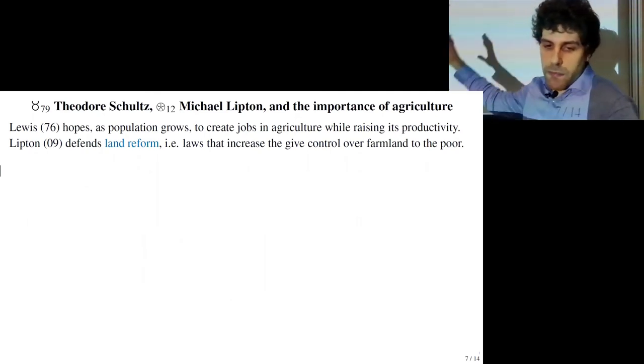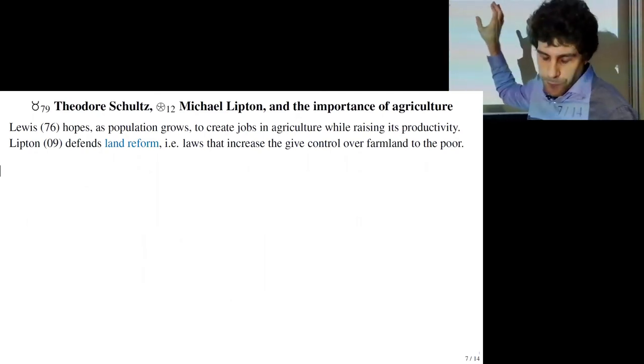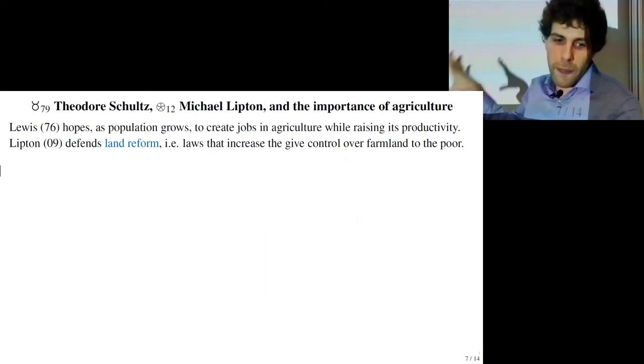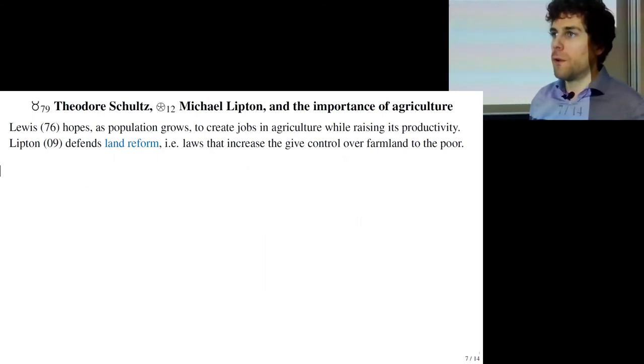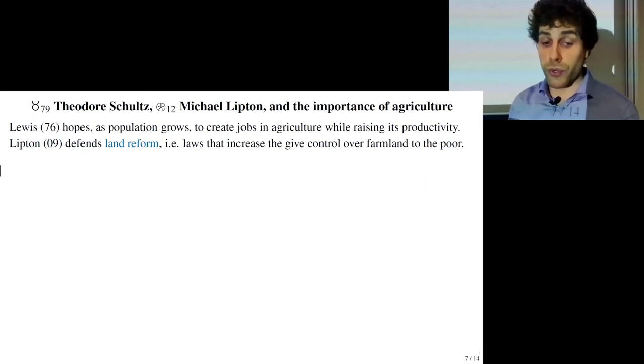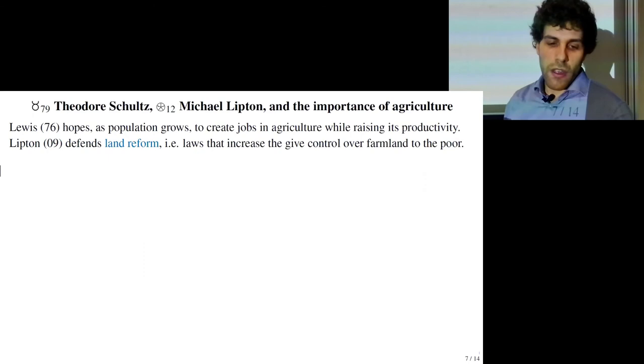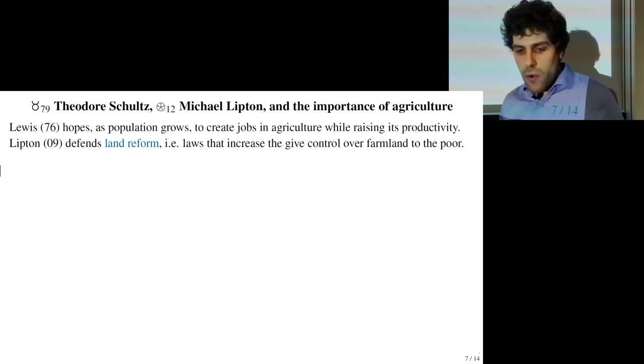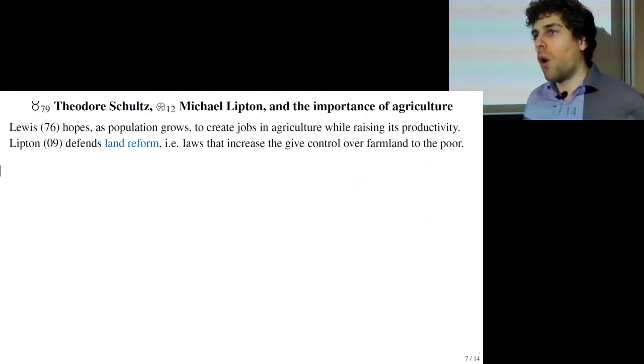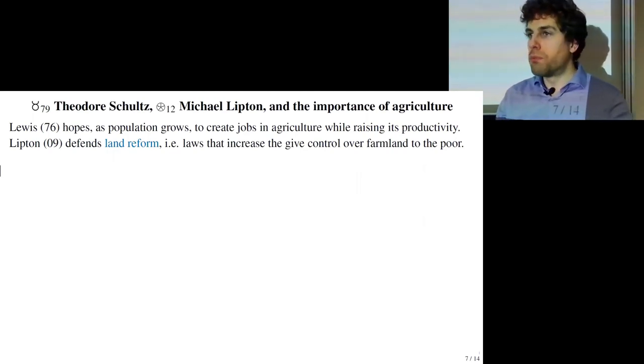I'm going to talk about Michael Lipton, who also emphasized the importance of agriculture and land reform as agricultural policy. Land reforms are laws that give more control over the land to the poor.